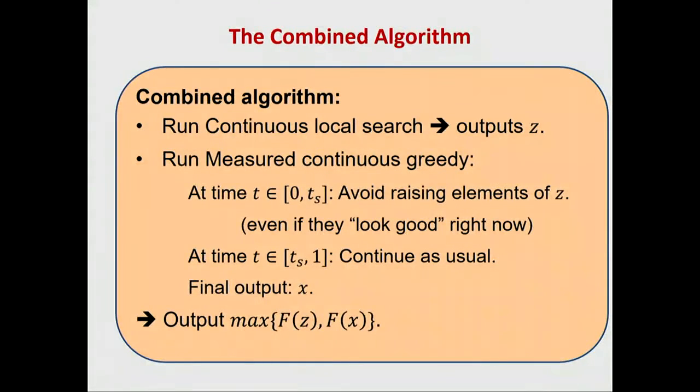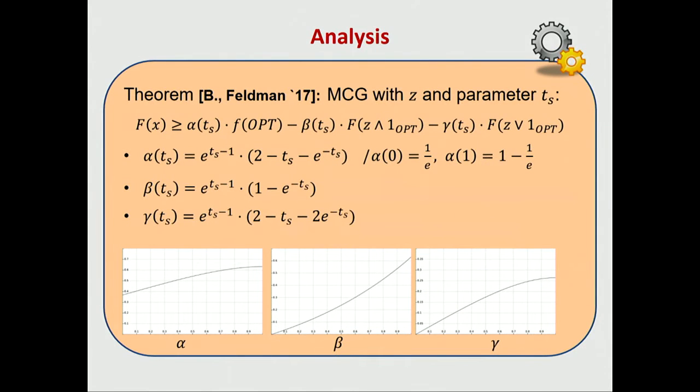The idea is to do a combined algorithm. Until some time ts in the middle, it avoids the elements of z, even if they look good, and then later on it continues as usual. Eventually it returns the best out of the value of z and the value of x that you got. So what is the analysis? Don't look at these equations. But if you analyze this algorithm that avoids the elements in z, you can see that they give you a lot of value of opt.